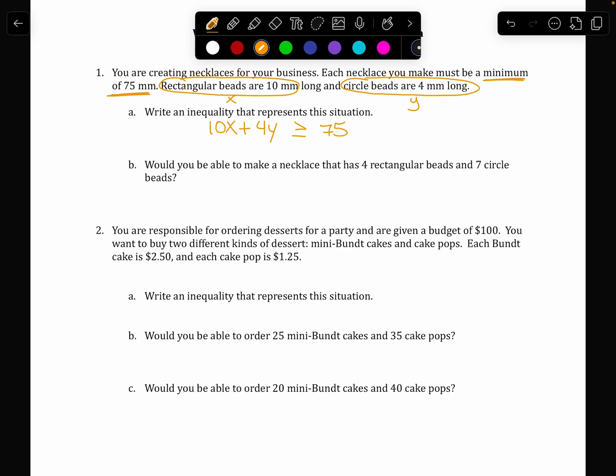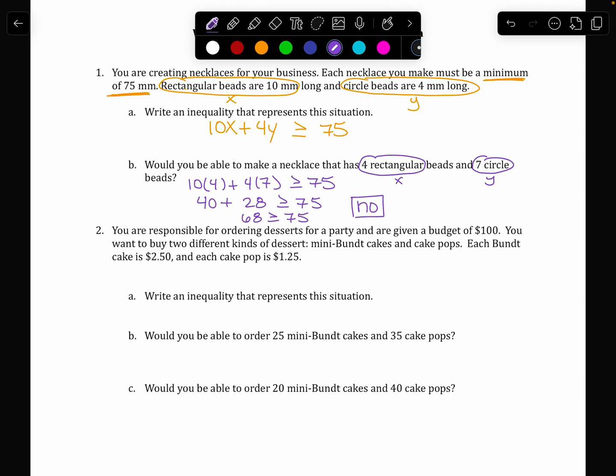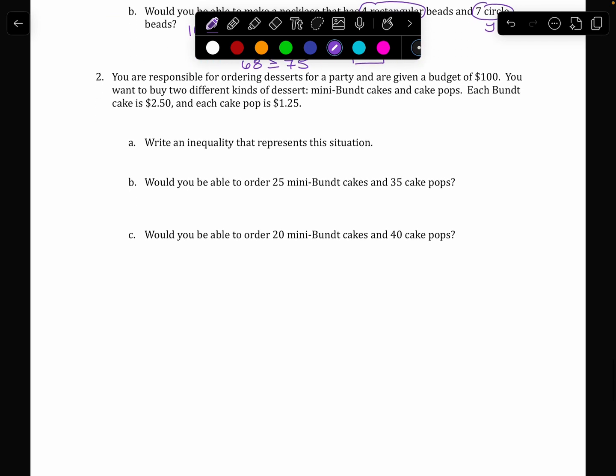And then part B says, would you be able to make a necklace that has 4 rectangular beads and 7 circle beads? So I'm going to plug that in for my X, and I'm going to plug that into my Y in the inequality that I got up above. So that's going to be 10 times 4 plus 4 times 7, and that needs to be greater than or equal to 75 to work. This is 40 plus 28 is greater than or equal to 75. That is 68 is greater than or equal to 75. Is that true? No, it is not true. So I could not make a necklace with 4 rectangular beads and 7 circle beads.